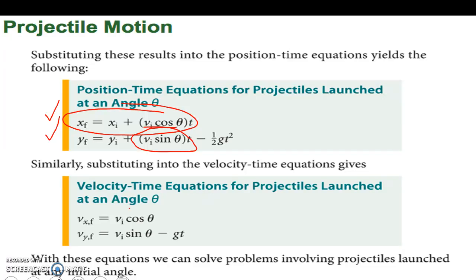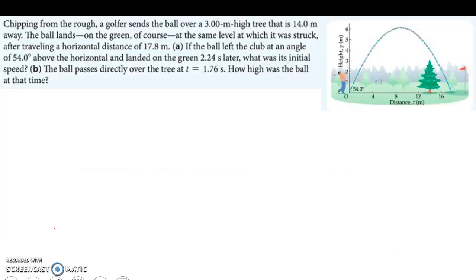Velocity time equations. Our final x velocity is going to be initial velocity times cosine theta, and our final y velocity is going to be vi sine theta minus gt. These are equations when we're at an angle. Write these down, and you can use these at any time to solve.